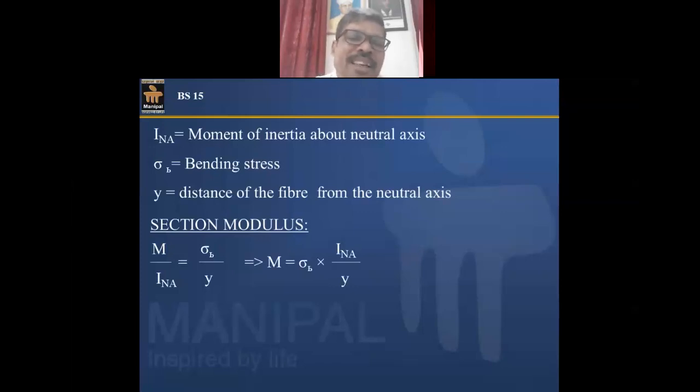I have just rearranged. M is equal to sigma b into I by y. Then M is equal to sigma b max into I NA. What I did now, I need the maximum bending stress.